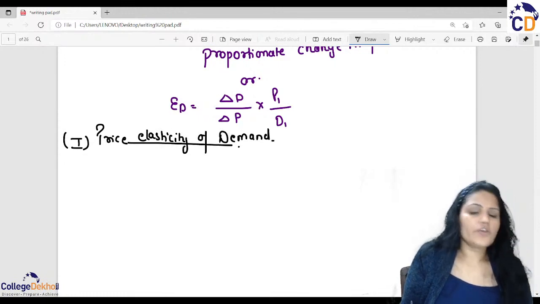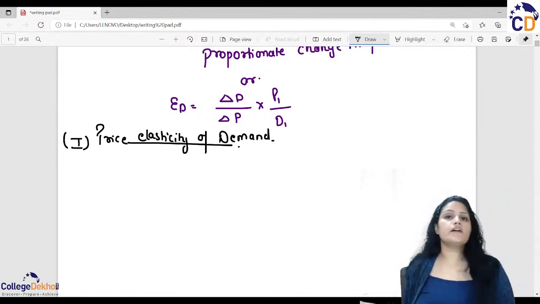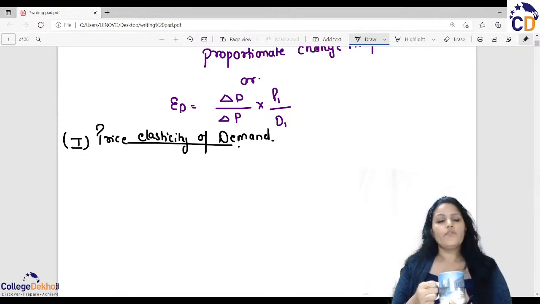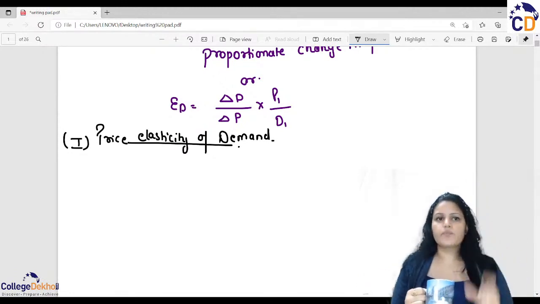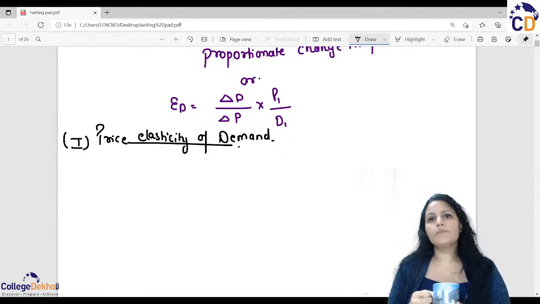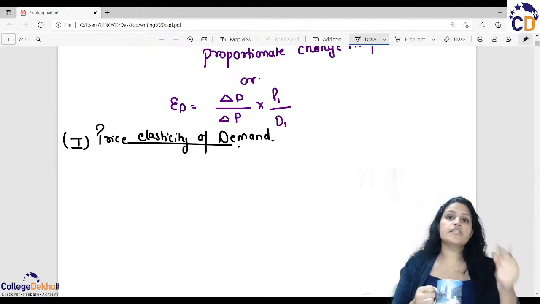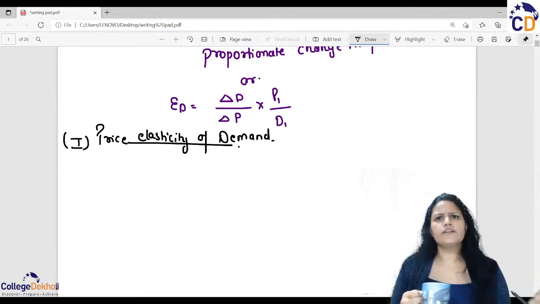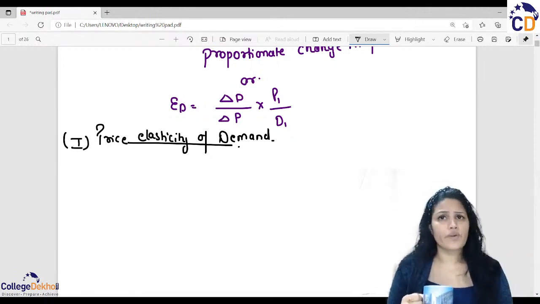Here, we are not going to discuss the other determinant factors. In this point, price elasticity of demand, we are going to understand the main proportionate changes that occur when price and demand change in different situations. Okay, I hope you understand this point till now.